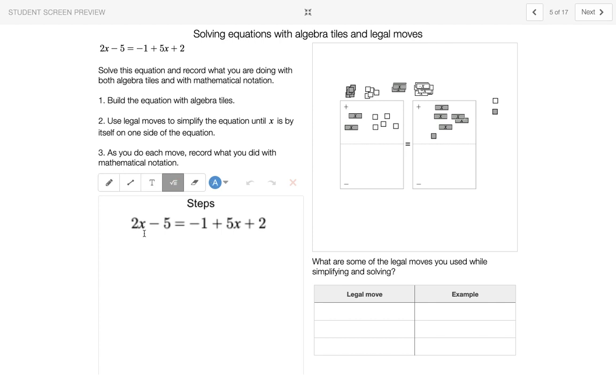I'm going to use the math type. So I have 2x minus 5 equals. Now I go ahead and just copy down what I see here. On the left, I still see 2x minus 5, so nothing changes. On the right, however, I need to write down exactly what I see. I see 5 x's, and I see a positive 1.